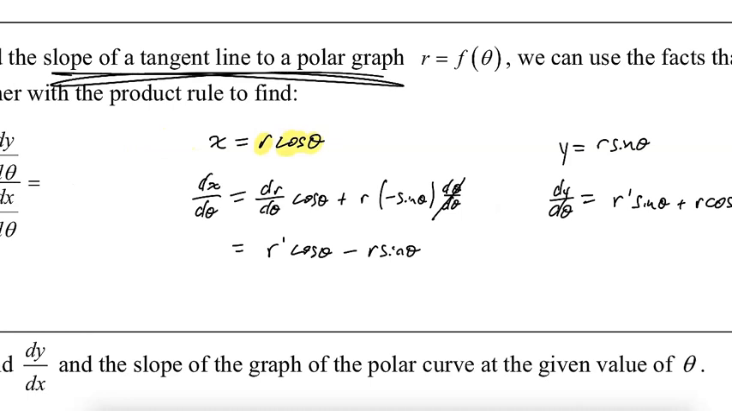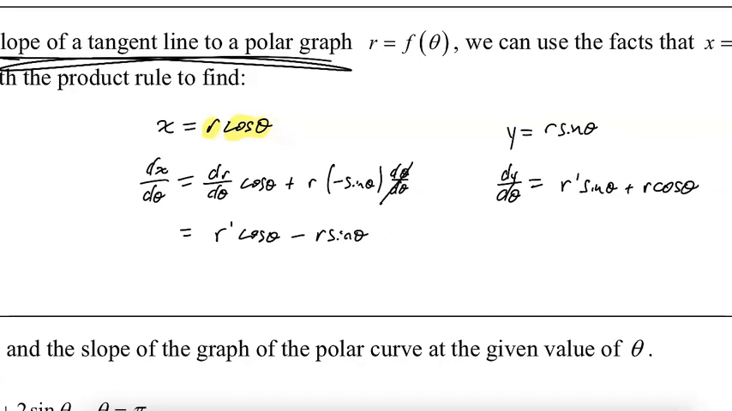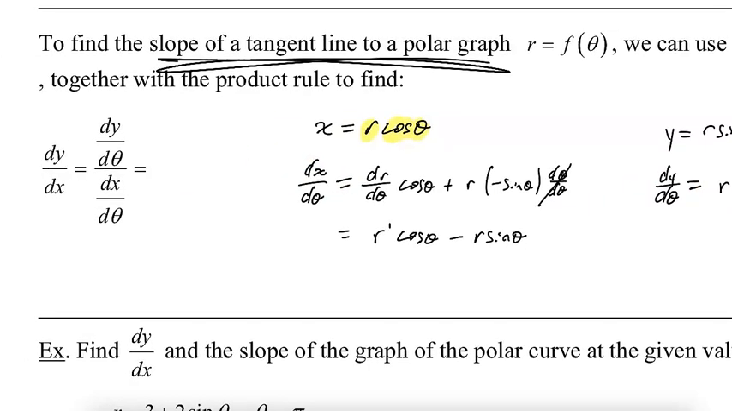This is going to be just like parametrics, where if I'm looking for dy/dx, I can take dy/d theta and divide it by dx/d theta to get dy/dx, right? So that's what I have written off to the side here. dy/d theta divided by dx/d theta is equal to the slope of the tangent line at whatever angle you are using.